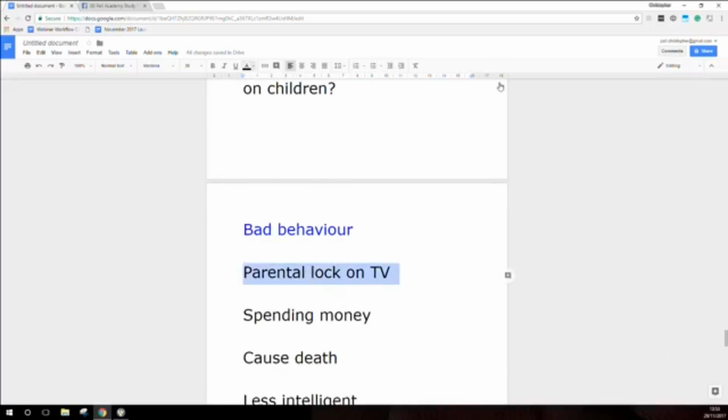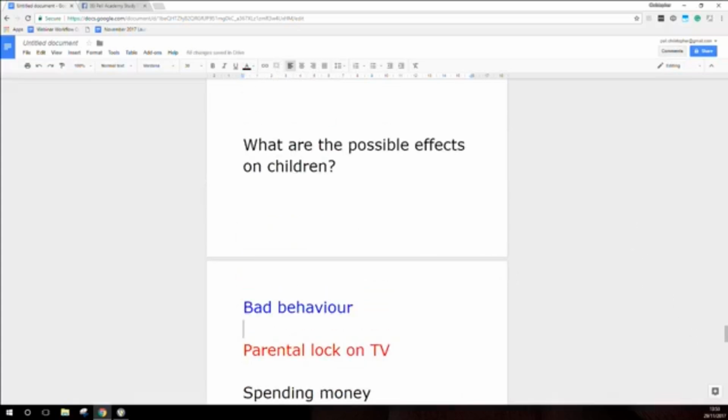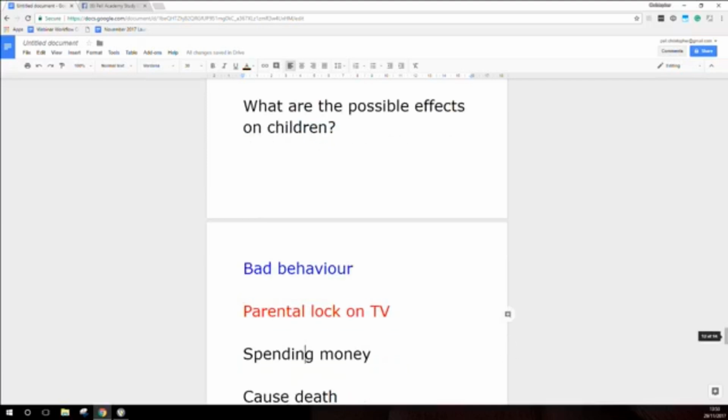Parental lock on TV. So this would be a bad idea because you're answering the wrong question. The question that you're answering here is, how do we prevent this from happening? The question doesn't ask you, how do we prevent this? So you are using an idea that is not related to the question. So be very careful. Spending money, yep. There's lots of stories about children, especially with apps and things like that.